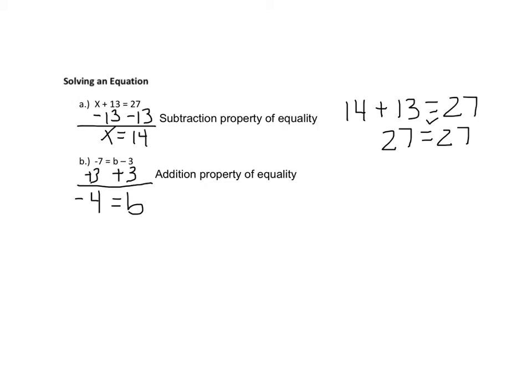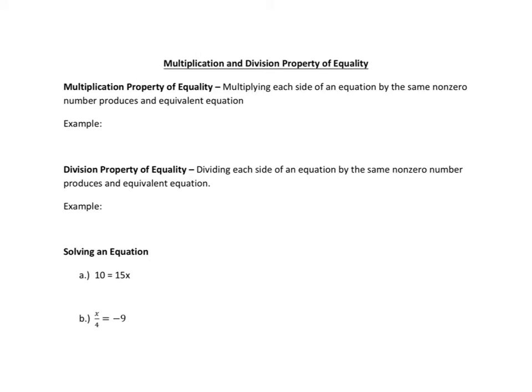Now let's check our answer. -7 equals -4 minus 3. -4 minus 3 equals -7, so our answer checks and we have the correct answer. Now we'll look at the multiplication and division property of equality.